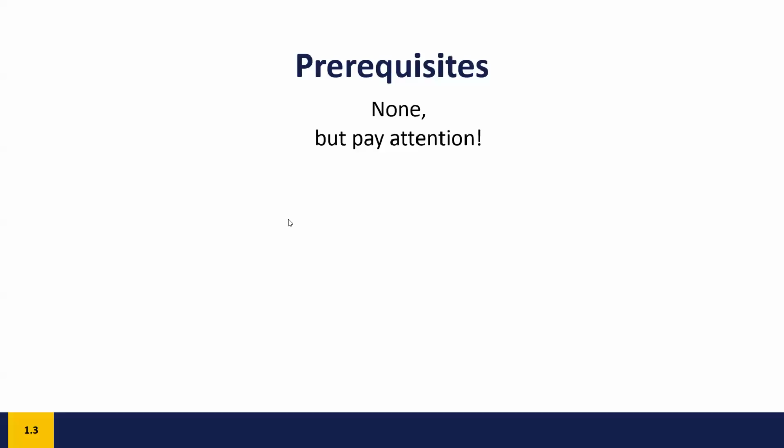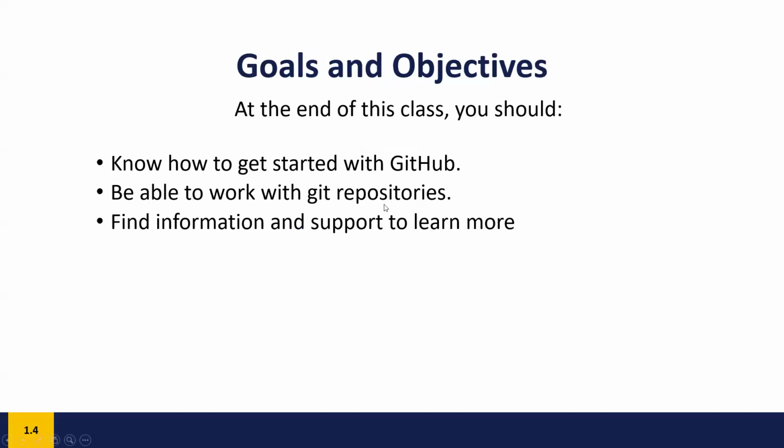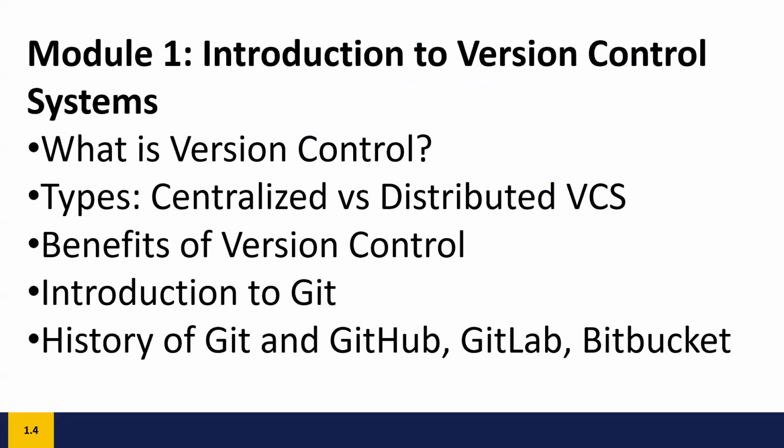So the goals and objectives: at the end of this class, you should know how to get started with GitHub, be able to work with Git repositories, and find information and support to learn more. So module one, introduction to version control system. What is a version control system? Types: centralized versus distributed version control system. Benefits of version control, introduction to Git, history of Git, and GitHub, GitLab and Bitbucket.